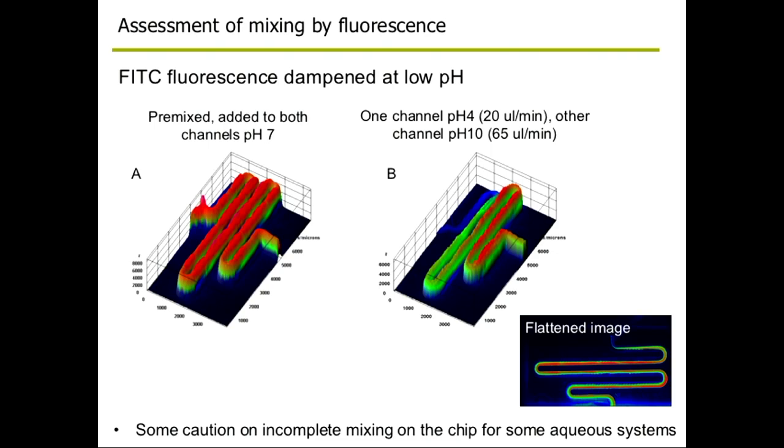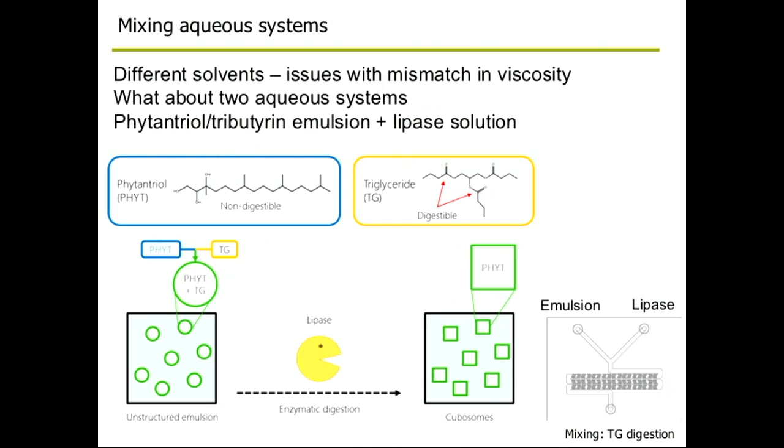But that's not quite what we need if we're going to start thinking about having an enzyme solution coming in and a lipid solution coming in. That's not really the ideal situation if we're going to try to interrogate a digestion system. If we want to have, let's say, an emulsion come in and a lipase come in and mix, then what we really want is the lipase to have full access to the emulsion in order to digest those lipids and get a transformation to occur.